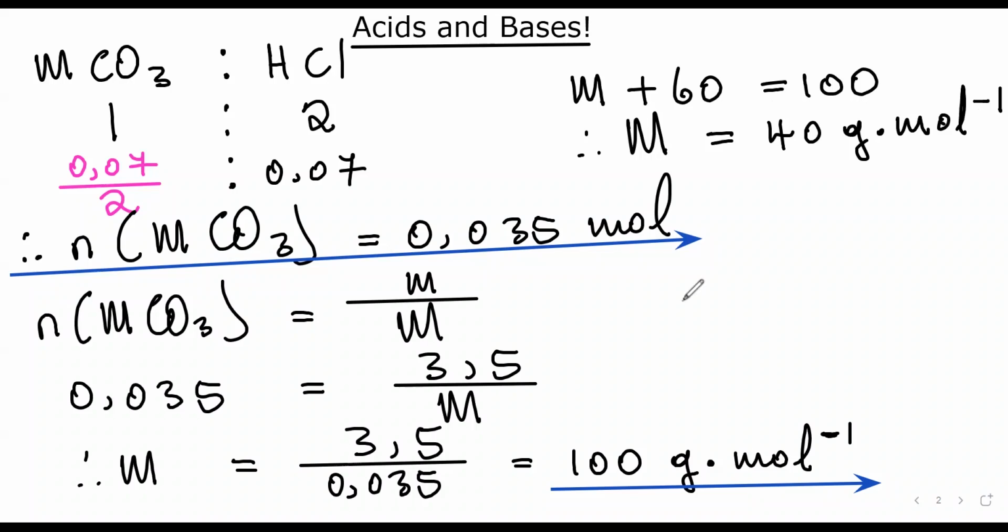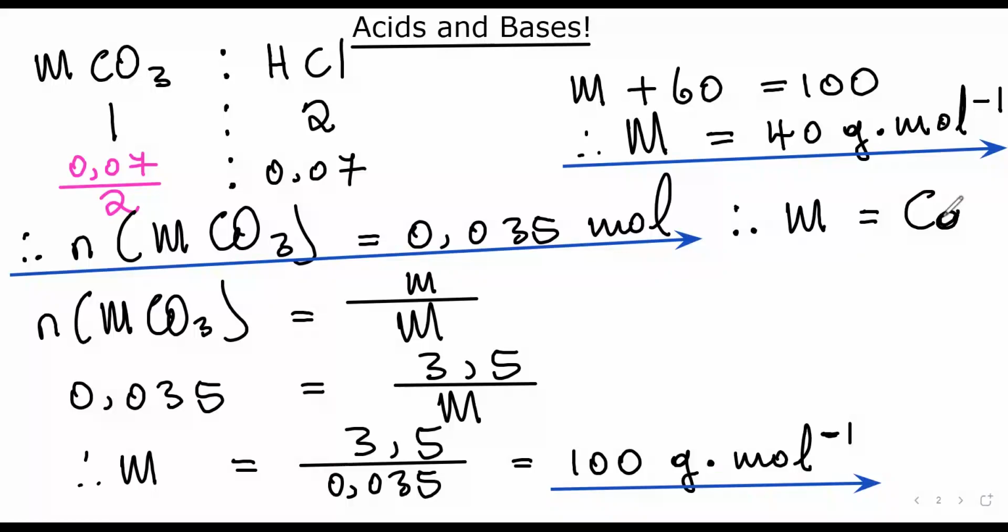Okay. Which element in the periodic table has a molar mass of 40? Well, you can quickly look it up, but this is calcium. So now you can conclude and say, therefore, M is equal to Ca, because the question is asking for the symbol. It's not asking for the molar mass. If you just leave it at the molar mass, you may get 6 out of 7.